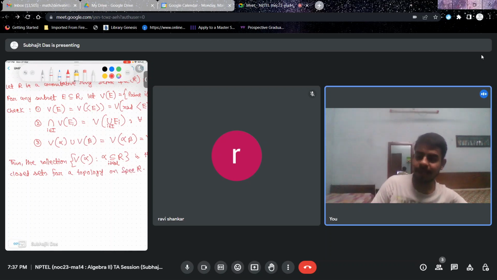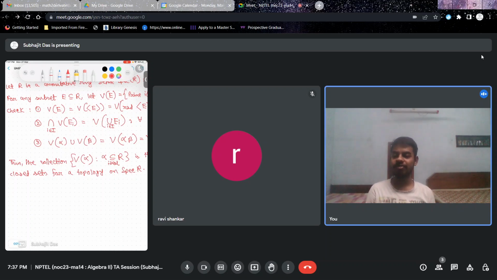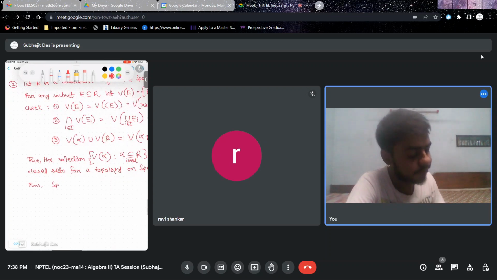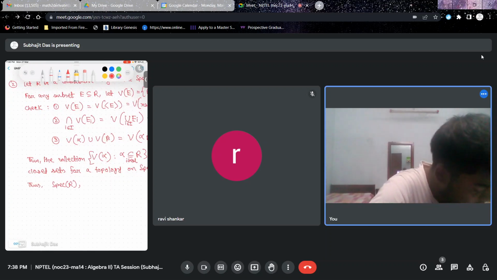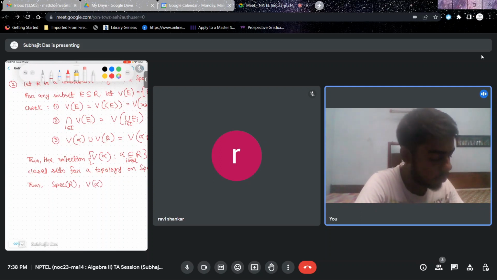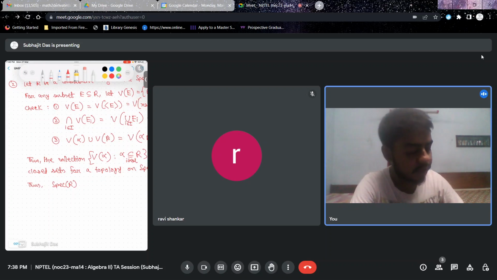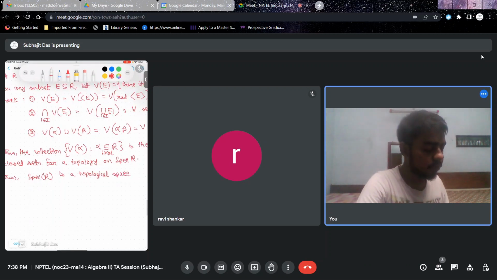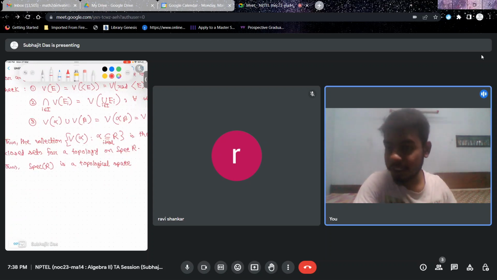So what we have obtained is that this collection V(α) satisfies the axioms for closed sets for a topology on Spec R, right? Hence, if you take their complements in Spec R, that will give you a topology on Spec R. That is, these will be the open sets of Spec R, right? Thus Spec R, comma V(α), I don't know how to write it without making it ugly. Let me just say that Spec R is a topological space, and the corresponding topology is obtained by taking complements of each of these V(α)s, right?